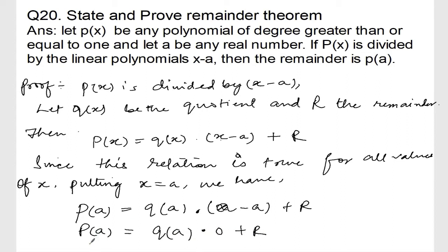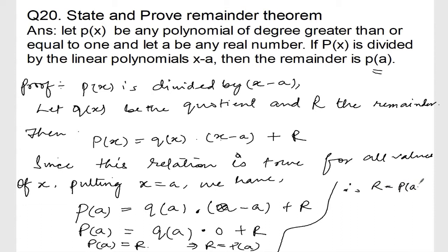So I can write down p of a is equal to r. Or we can write this as r is equal to p of a. So it says that the remainder will be p of a. So the remainder is p of a. We got this one. Therefore r is equal to p of a. This proves the theorem, or hence proved.